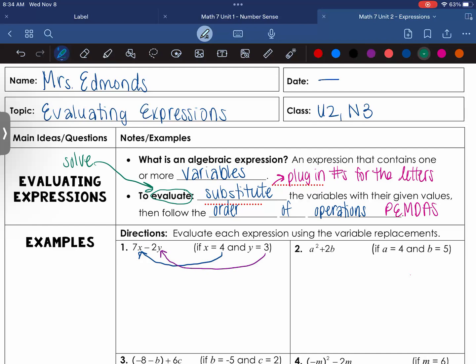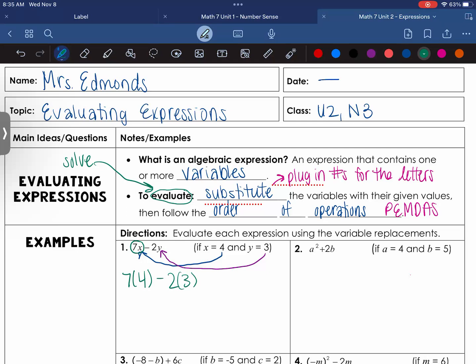Now, when a letter and a number are next to each other, so like right here, it says 7x. Do we remember what this means? We just went over it a couple days ago. So that means to multiply. So when you plug that 4 in, your answer, you're not going to have 74. That's not what that means. You will be doing 7 times 4. Minus 2 times y, but they said y is 3. So 2 times 3.